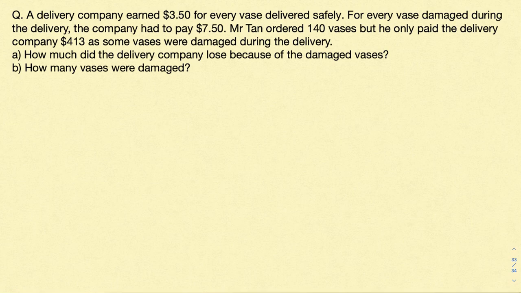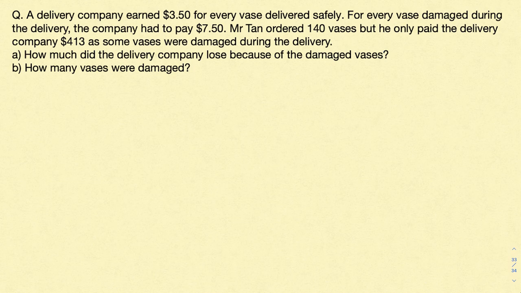So today we are going to do a very interesting word problem on decimals. So let's read the question first. A delivery company earned $3.50 for every vase delivered safely. For every vase damaged during the delivery, the company had to pay $7.50. Mr. Tan ordered 140 vases, but he only paid the delivery company $413 as some vases were damaged during the delivery. So part A of the question is how much did the delivery company lose because of the damaged vases, and part B is how many vases were damaged.